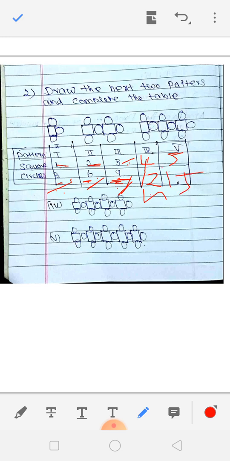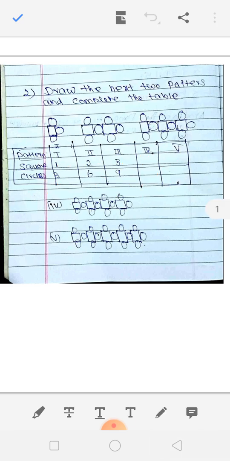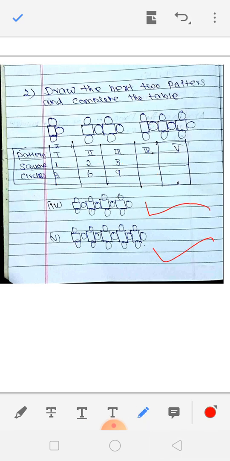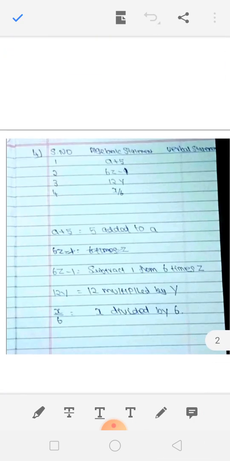So not only do you have to write it, you have to draw this diagram. So this is the fourth diagram. This is the fifth diagram. Look at that, 1, 2, 3, 4. So there are 4 squares and 12 circles. The fifth one is 5 squares and 15 circles. Yeah, that's it. Easy one. You have to write it in your book or in your class work.